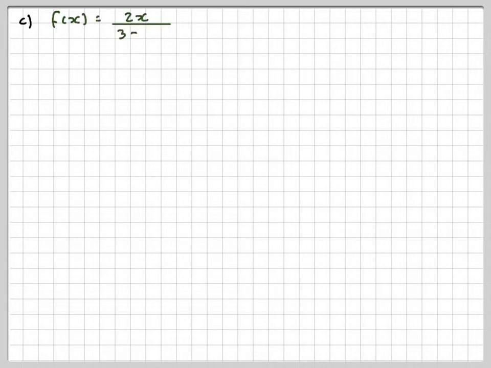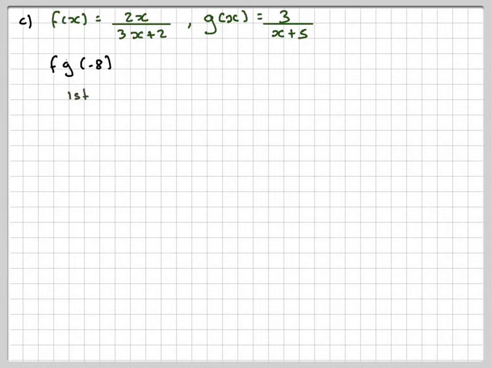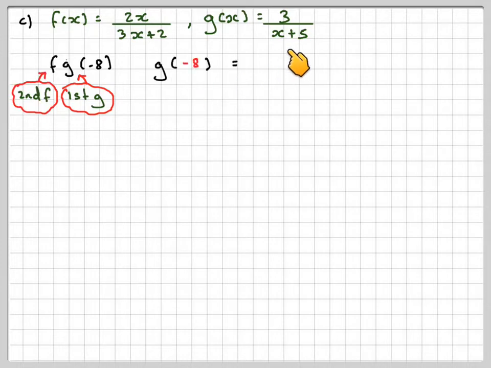Okay, now we need to do fg of minus 8. So fg of minus 8, let's write down f and g again. That means first do g of minus 8, and then to the result of that, do f. So g of minus 8, that means substitute minus 8 into here, we're going to get 3 over minus 8 plus 5. Minus 8 plus 5 gives me minus 3, so you get 3 over minus 3, which will give me minus 1.